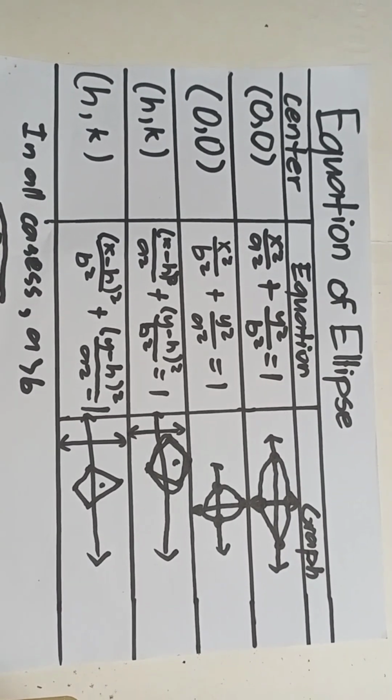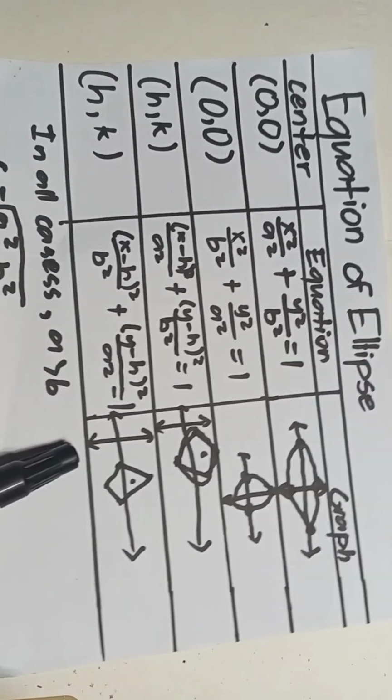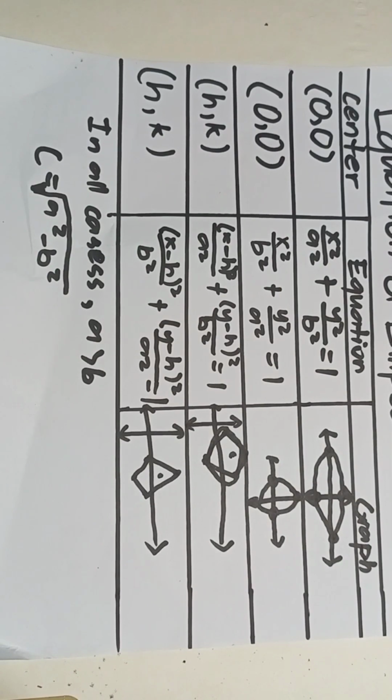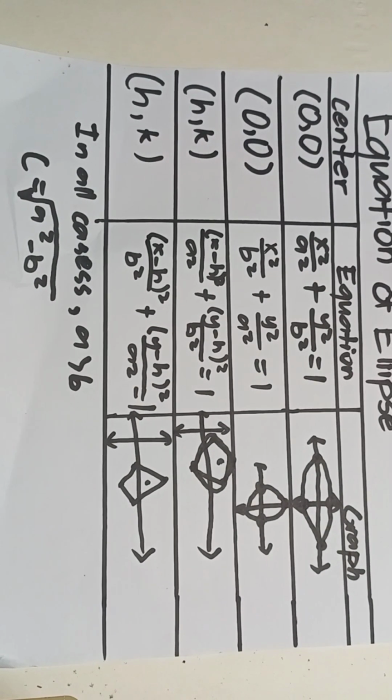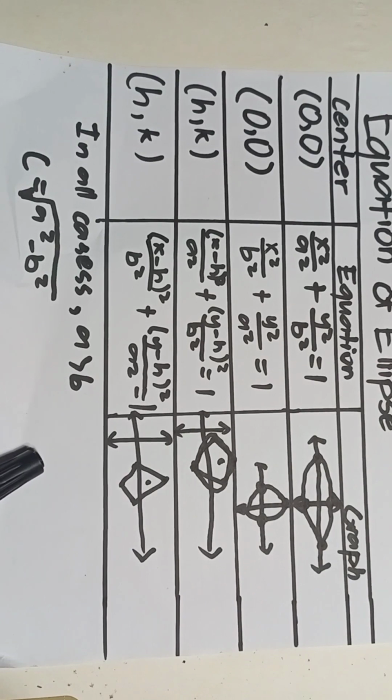And remember that in all cases, to find c, the formula is c equals the square root of a squared minus b squared. Just subtract and find the answer, and then find the square root of the answer.